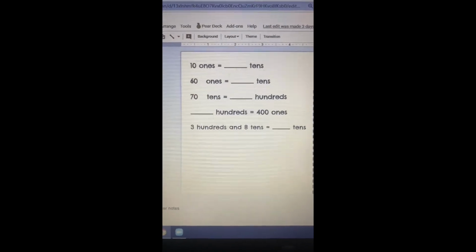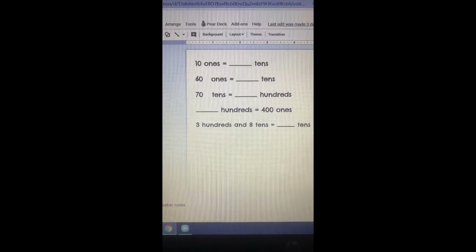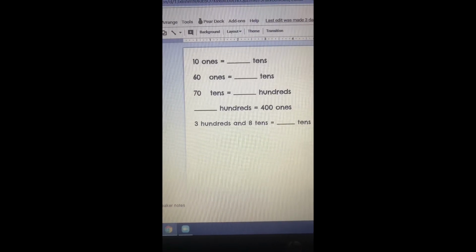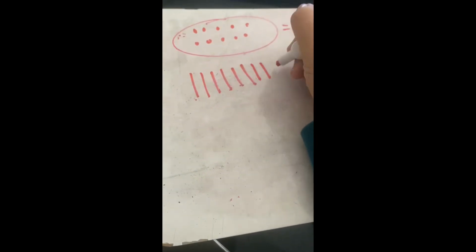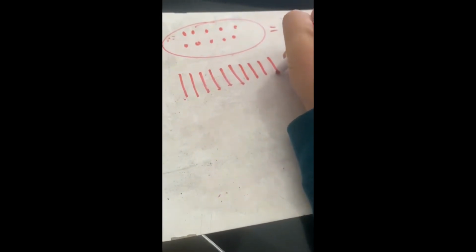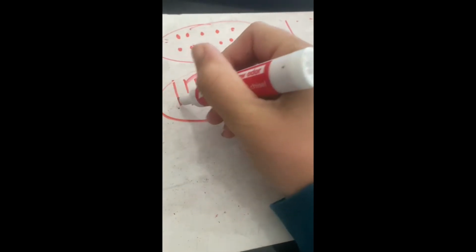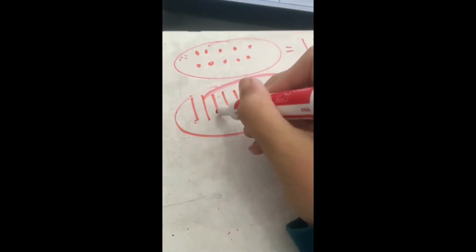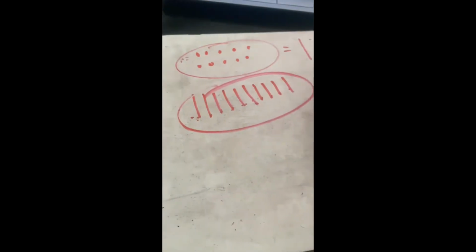All right, now we're looking at this and it says 70 10s, not 70 ones. 70 10s equals how many hundreds? All right, well, 70 10s. Am I going to draw? That's 6 10s. 7, 8, 9, 10. Okay, here's 10 10s. I need 70 10s though, but 10, 20, 30, 40, 50, 60, 70, 80, 90, 100.